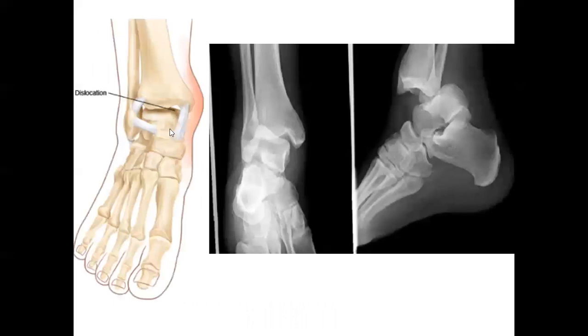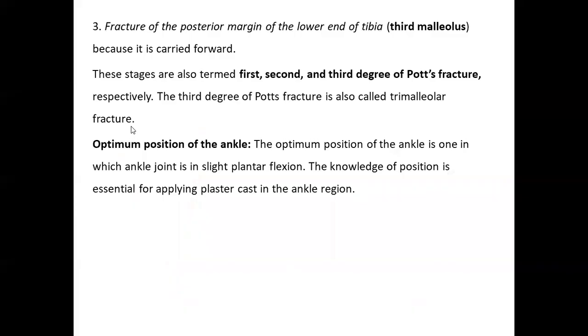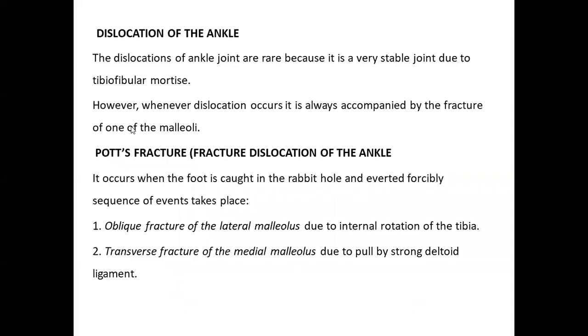Then we have dislocation of the joint. The dislocation of the ankle joint is rare because it is a stable joint. We have discussed the factors that play an important role in the stability of the joint. However, if it is dislocated, it is always accompanied by fracture of one of the two malleoli because the ligaments are stronger. Then we have a condition that is known as Pott's fracture. That is the fracture dislocation of the ankle.